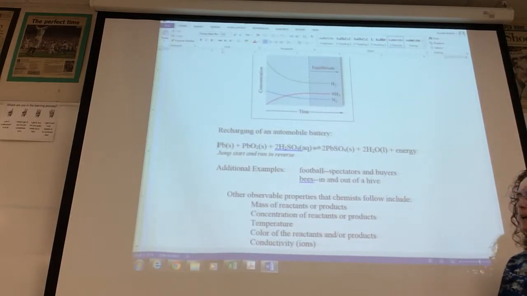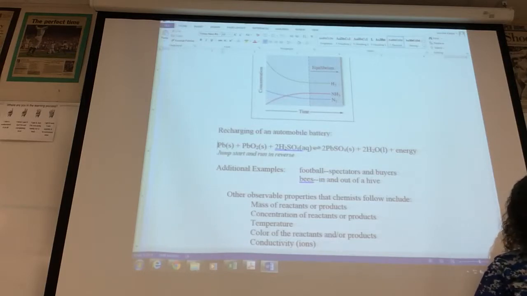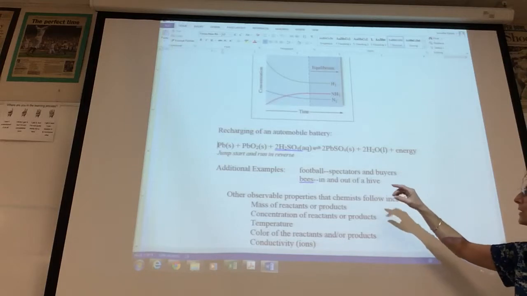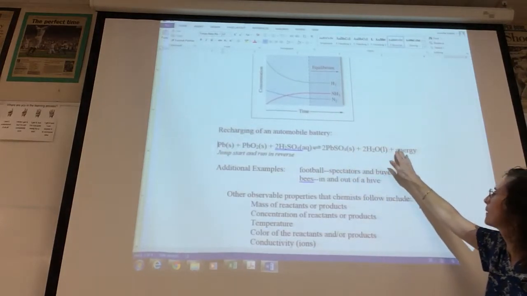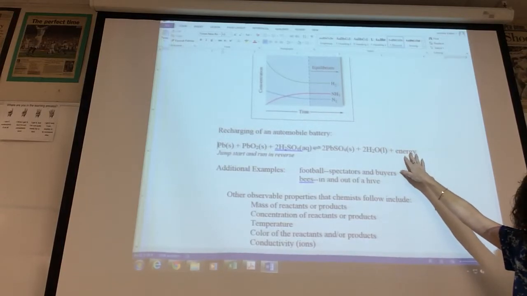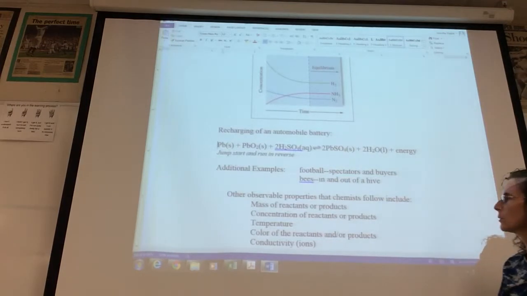When your battery is dead, you hook your jumper cables to it, although they're telling you you really shouldn't jump start your cars anymore. It's not good for your battery. But you drive the reaction in reverse, where you have these two substances now. You hook up your cables to supply the energy, and you can drive the reaction in reverse.